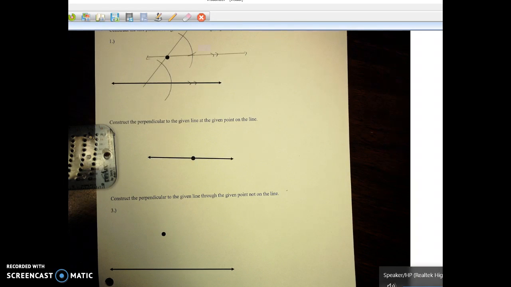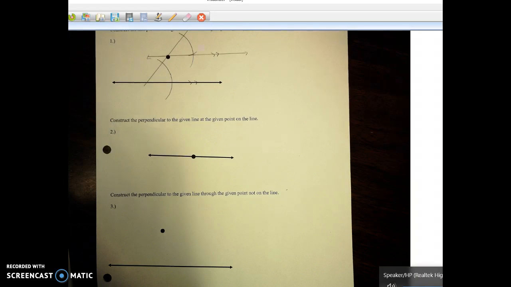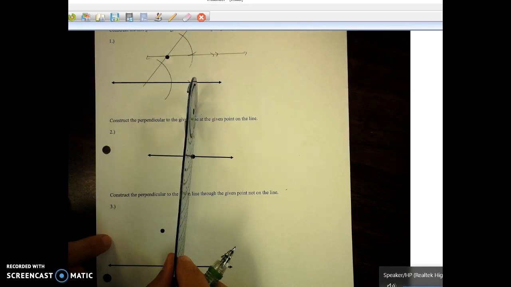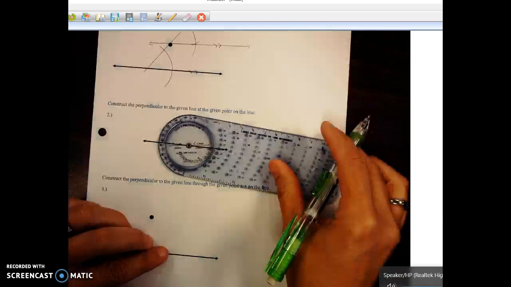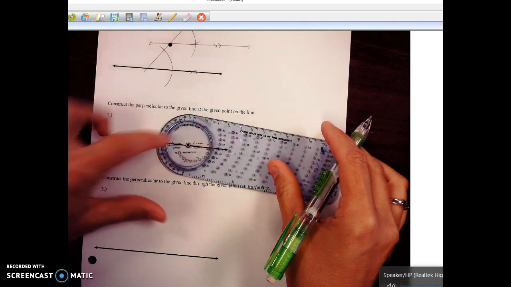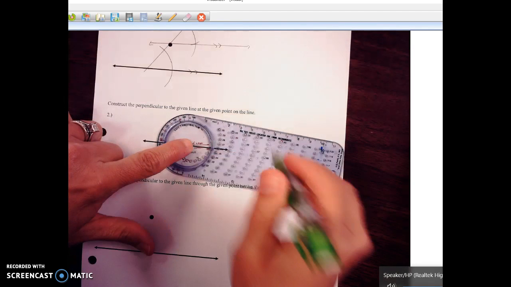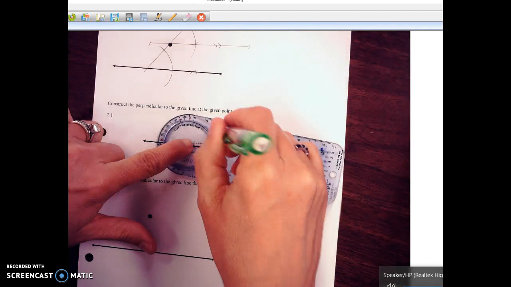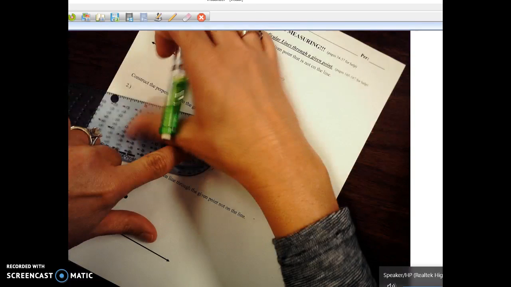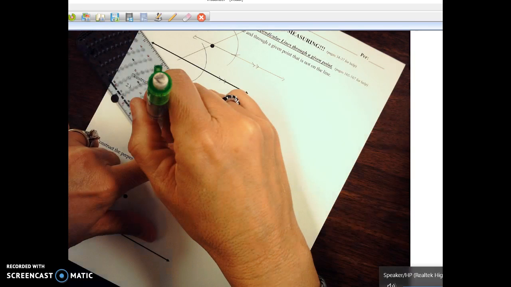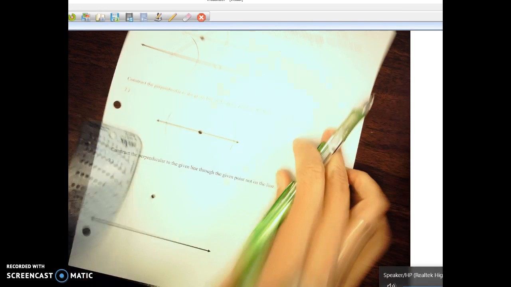Moving on to the next one, we're trying to draw a line that's perpendicular. So again, just to visualize, I'm looking for a line like this. So I'm going to start by placing my pivot point on that given point, and I'm going to make an arc on both sides of this line. Make sure it's the same measurement. So I'm going to do a 30 on the right. I'm going to come over here and do a 30 on the left.